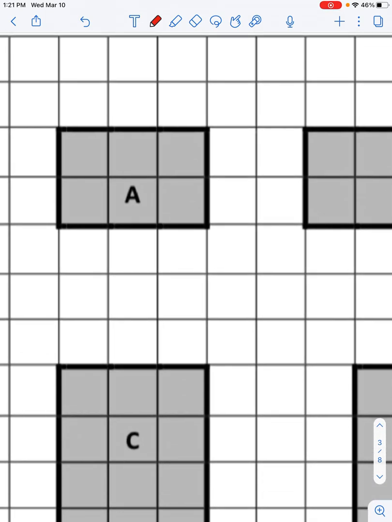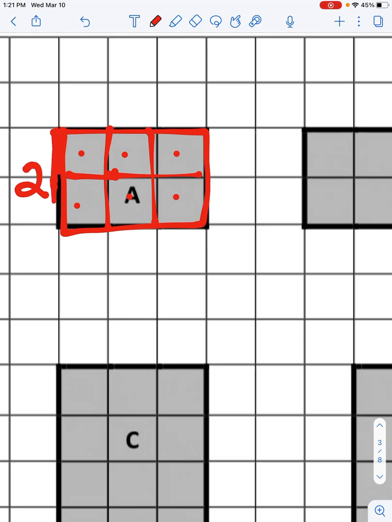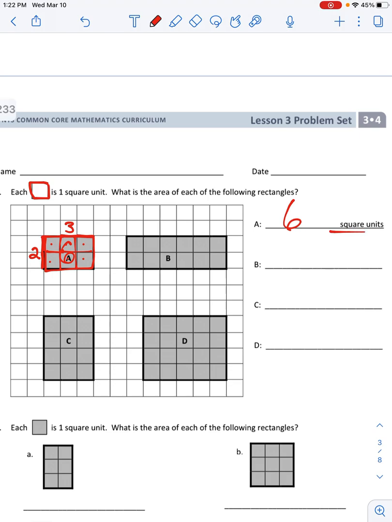So when I look at rectangle A, I can see that there are a number of squares inside of this rectangle. That's what I'm counting. I can either count them one at a time, like 1, 2, 3, 4, 5, 6, and that's my answer, 6. Or I could think of it like an array and say, okay, I have 2 groups of 3 squares. 2 times 3 is 6. Either way, I get the answer 6 squares inside. So on the line, I would write 6 square units. And they already wrote square units, so I didn't have to write it this time.